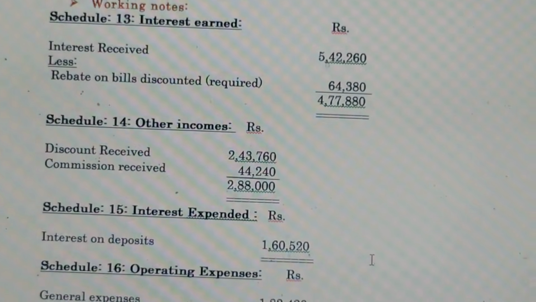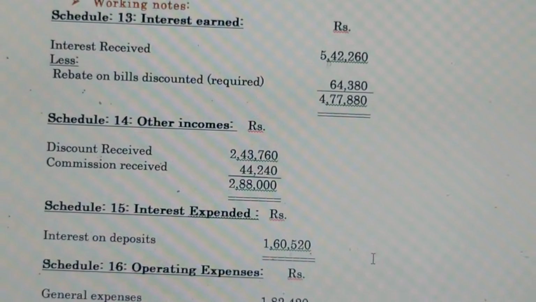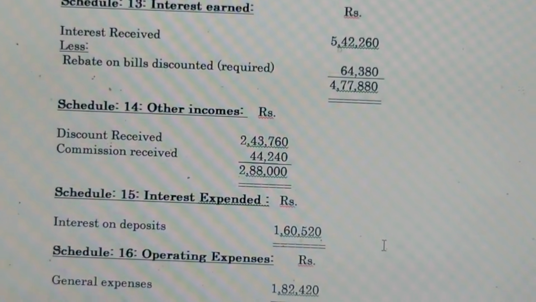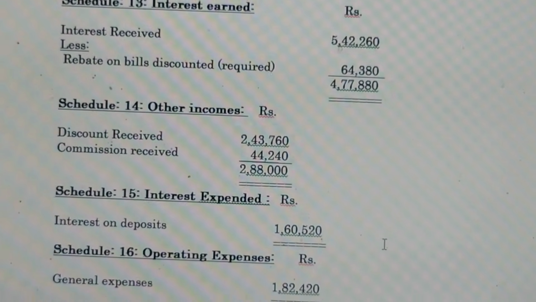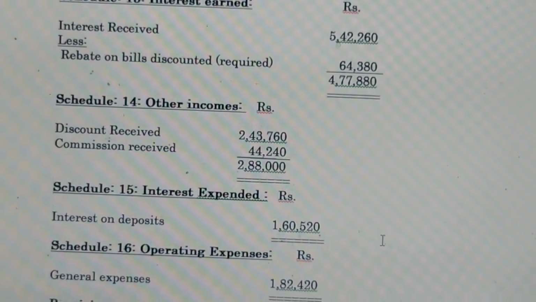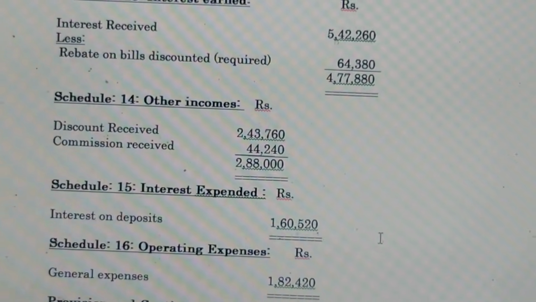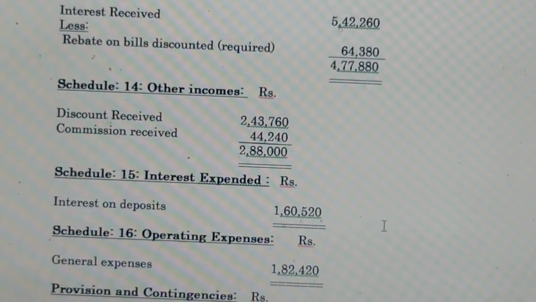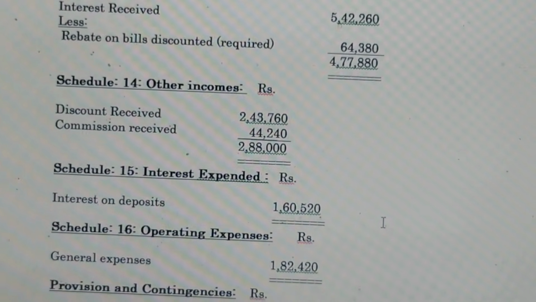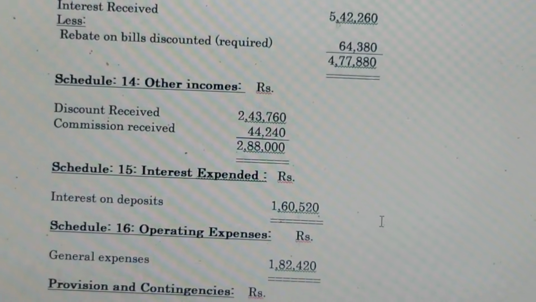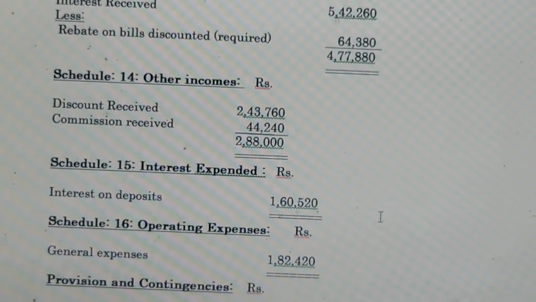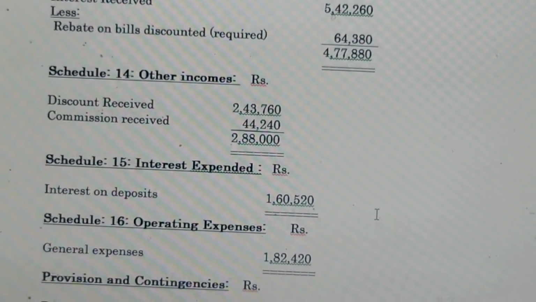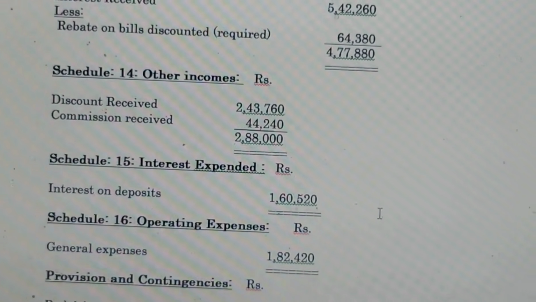Then we have to prepare schedule number 14. That heading is called other income. Under schedule number 14, we have to mention discount received, that amount is rupees 2,43,760. Then commission received, that amount is rupees 44,240. Then we add these amounts, and we get the total amount of 2,88,000. So that is schedule number 14 total.